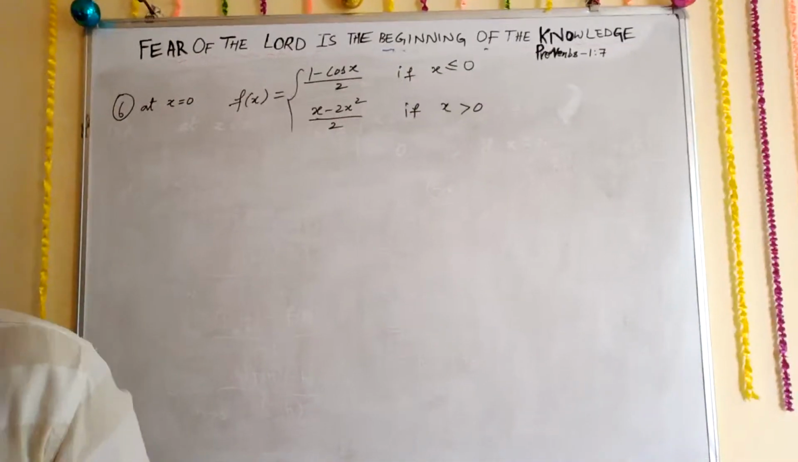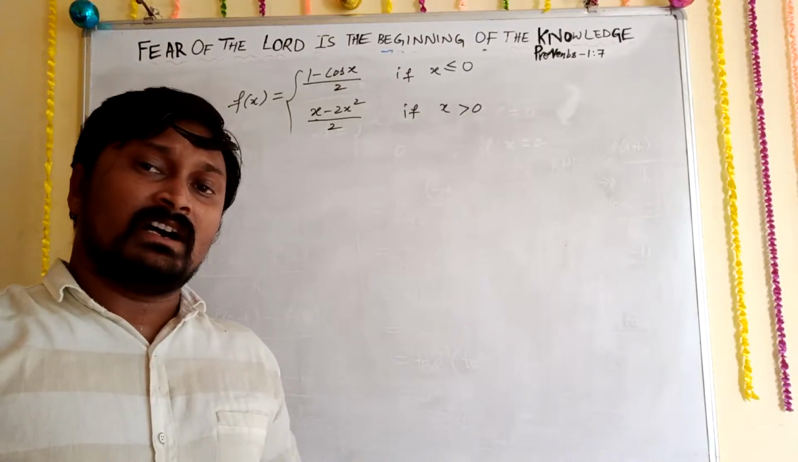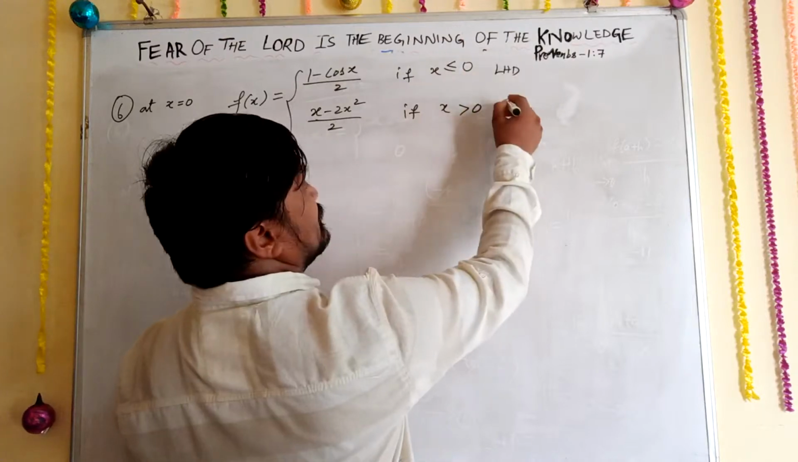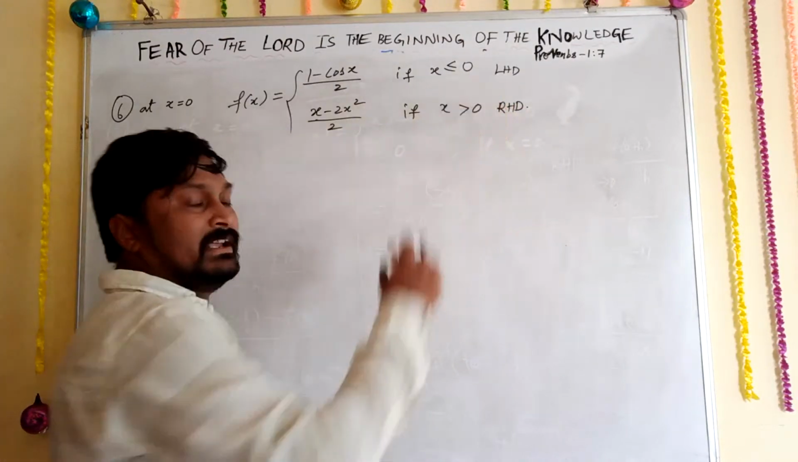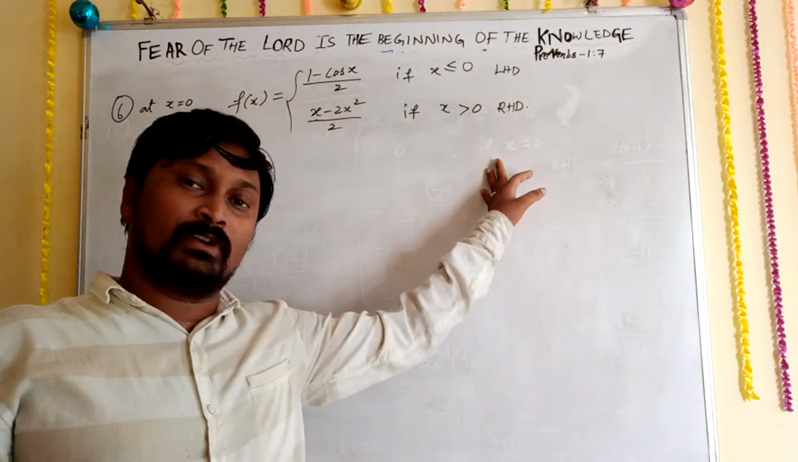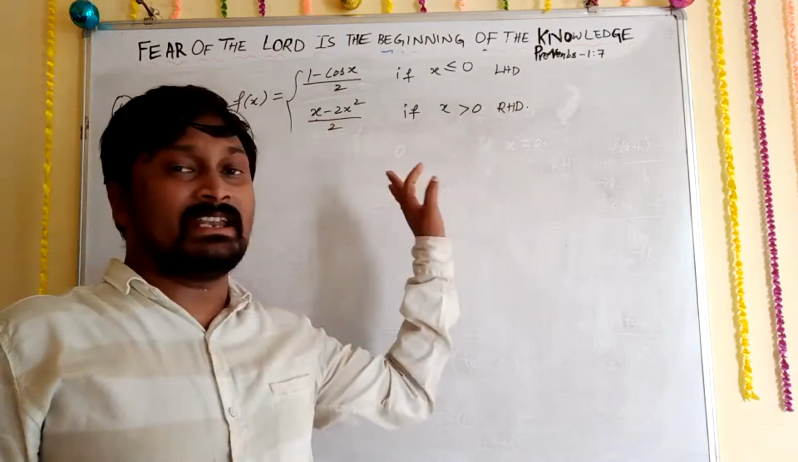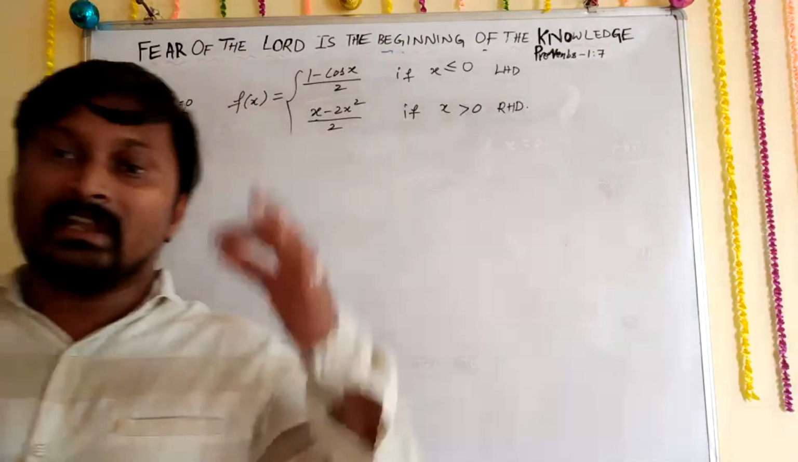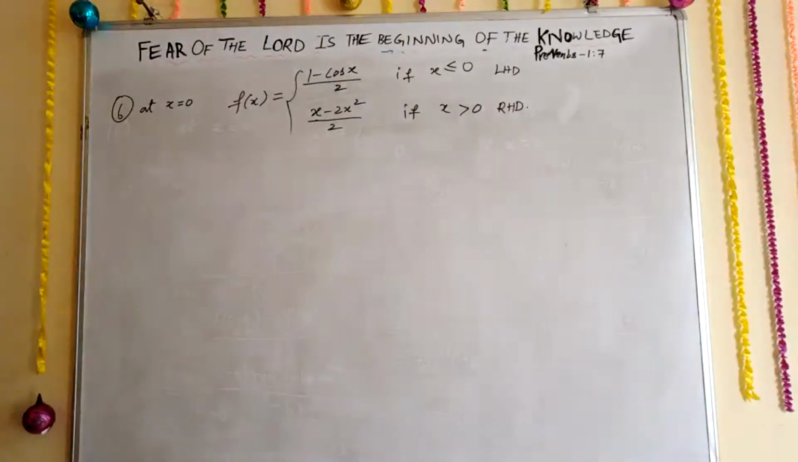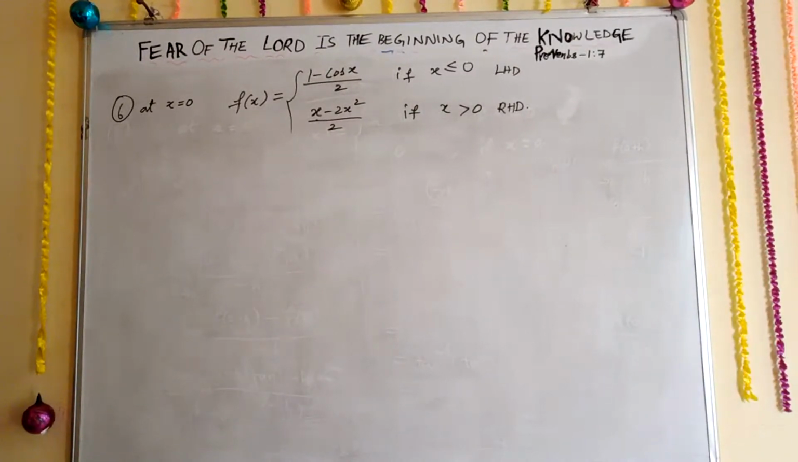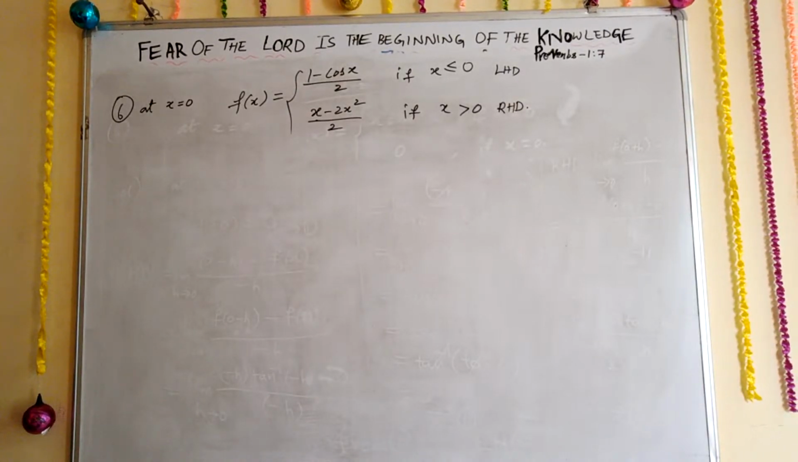So now here, what is your LHD? What is your RHD? Less than is there means that is going to be your LHD. Greater than is there means that is your RHD. So left hand derivative and right hand derivative. Now if we are able to show these both equal, then it is going to be differentiable at x is equal to 0. Otherwise, it is not differentiable at x is equal to 0. Okay, so that is about that. And now we are going to solve this problem number 6.